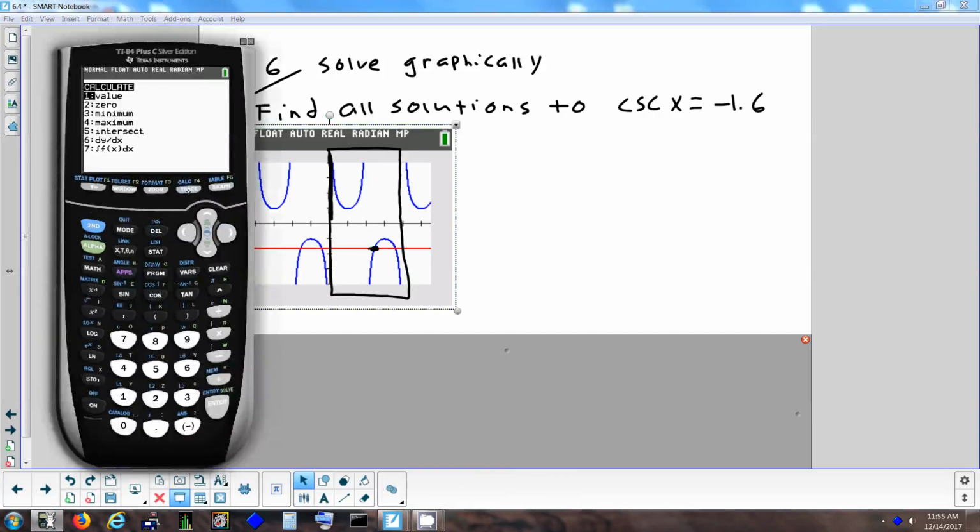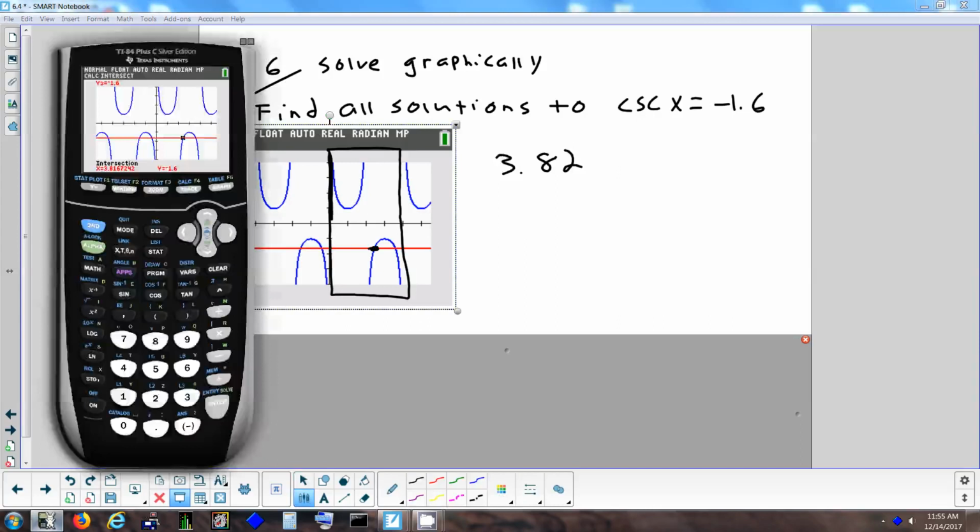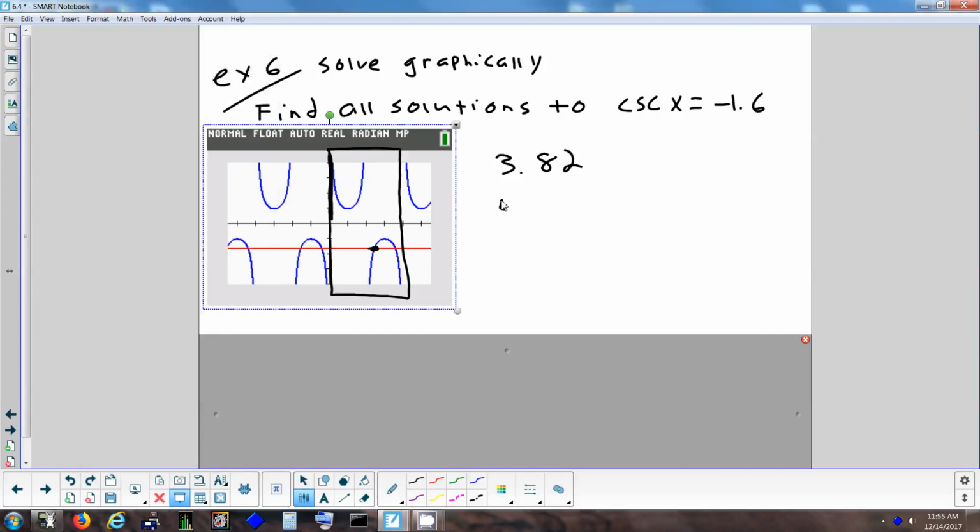So second, calc, intersect. And I'll get the first one. So I get, and I'm in radians, 3.82. Okay, now find the other one. Second calc, intersect. Because there's multiple ones, I've got to put the guess a little closer to the other one. 5.61.